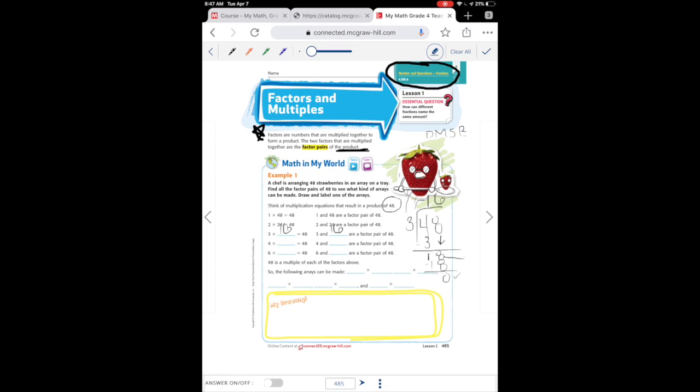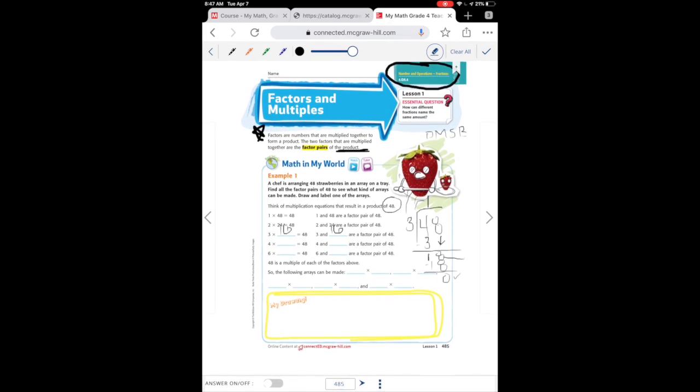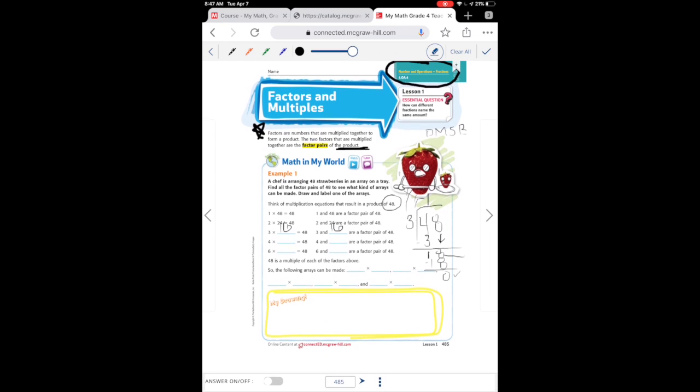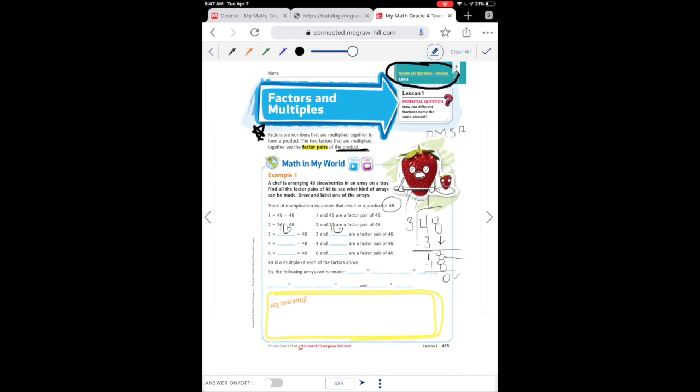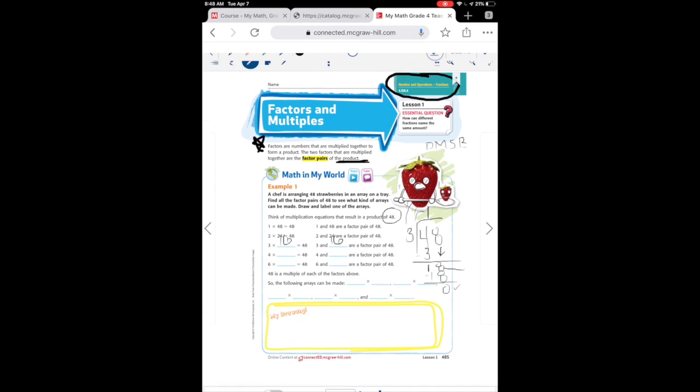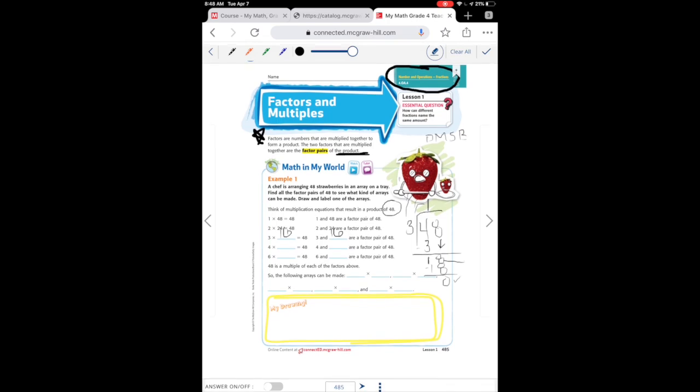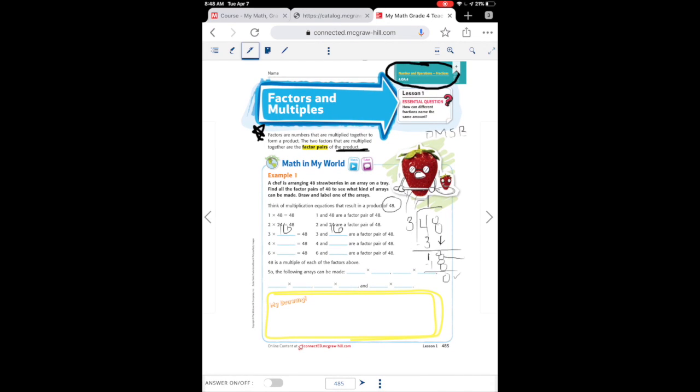I'm going to try and erase this division problem. Oh, it's not going to let me erase it. Guys, I feel like I'm using the smartboard here. Okay? We'll just go back to our pen.